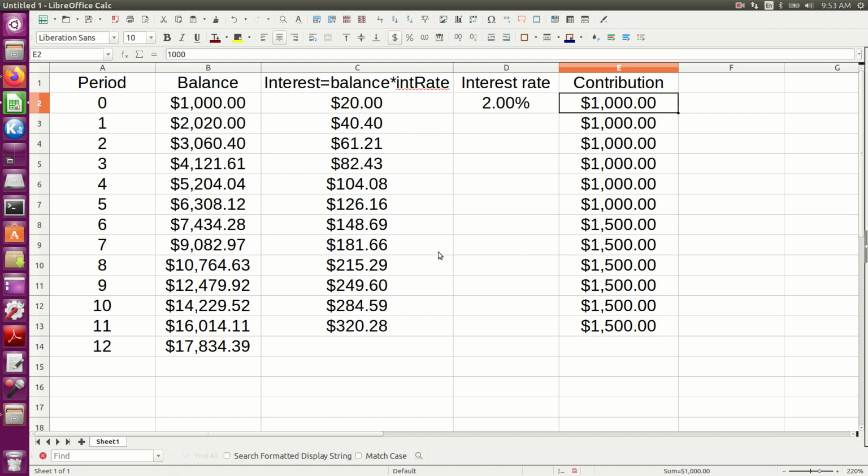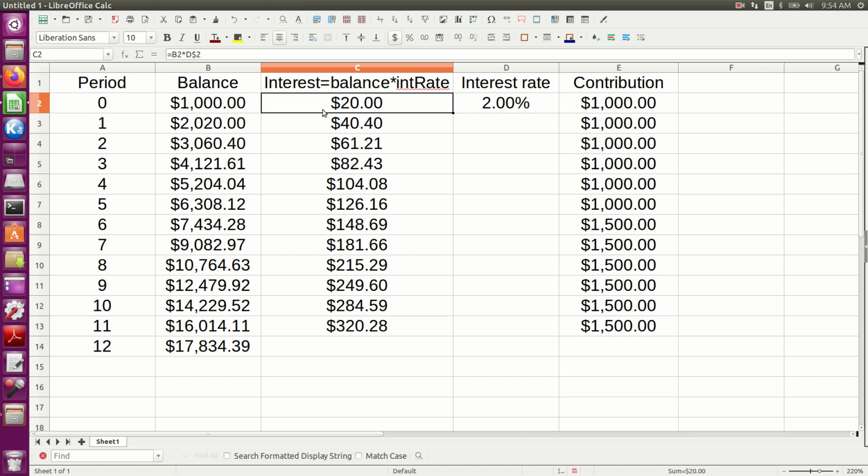Okay, so now let's look at how a loan is different. Suppose I borrowed $1,000. So the balance we're talking about is still $1,000. And suppose I still have to pay 2% per period, whatever that period is. It could be a month, it could be a year, it could be 3 months, it could be 6 months.